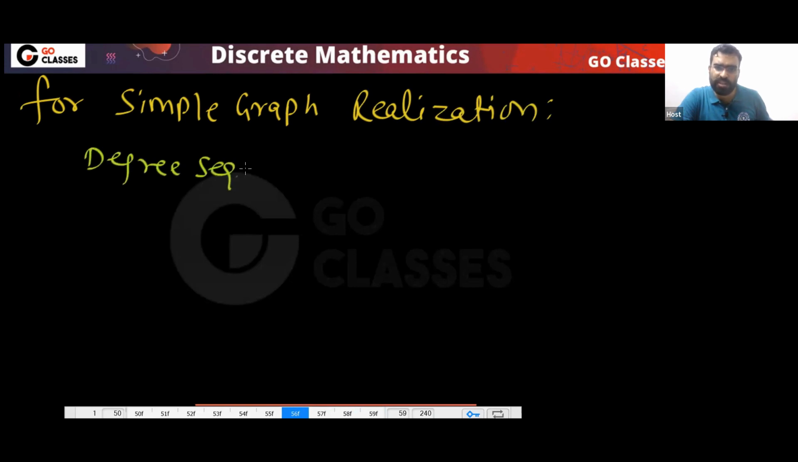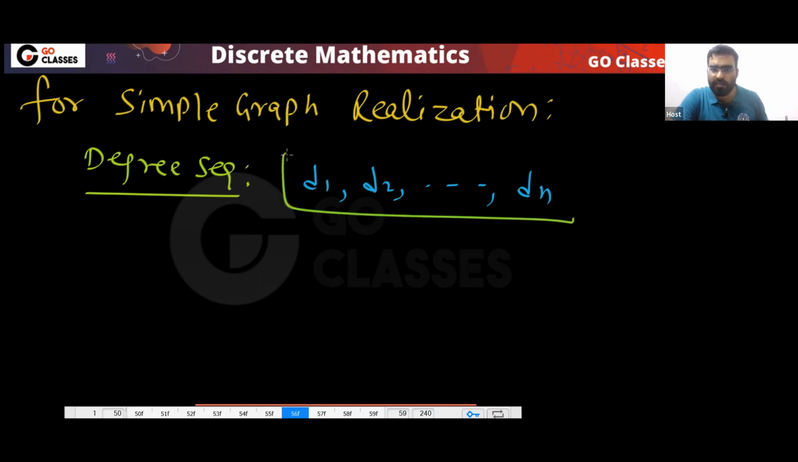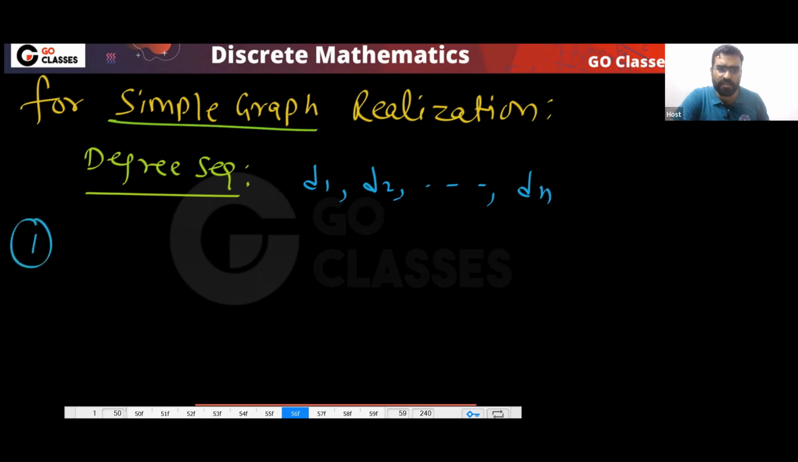Some degree sequence is given to you. Let's assume this is your degree sequence in decreasing order: D1, D2, and so on to Dn. Then what can you check before applying the algorithm? How to check whether this sequence is graphic or not, whether this sequence creates a simple graph or not? So the first thing, what will you check?